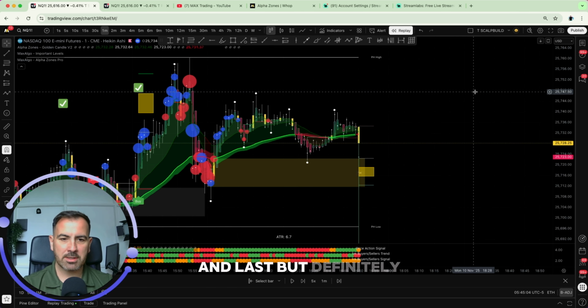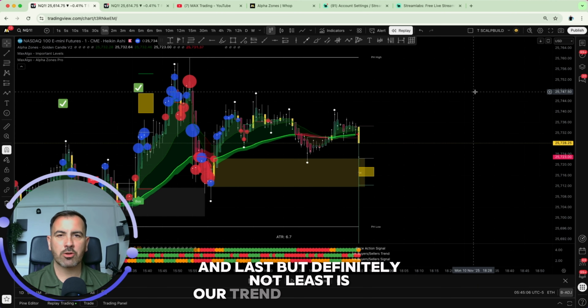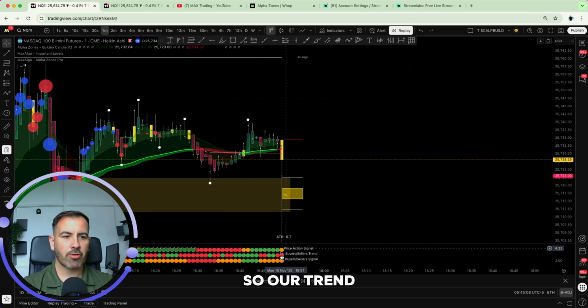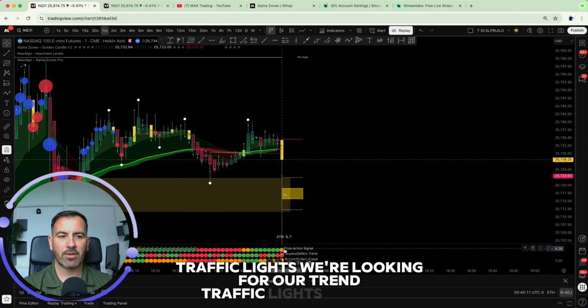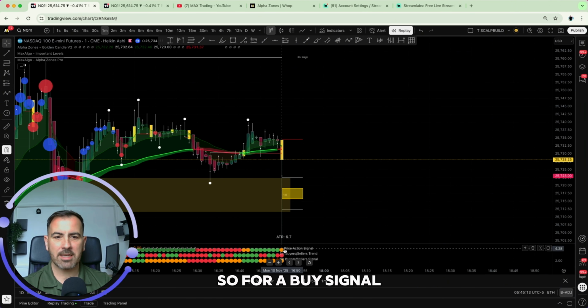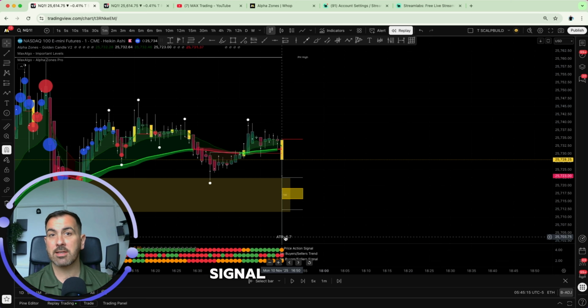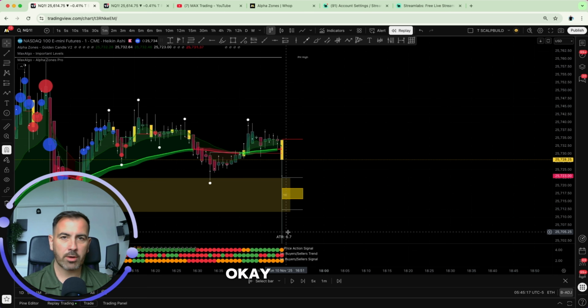And last but definitely not least is our trend traffic lights. So our trend traffic lights, we're looking for our trend traffic lights to align. So for a buy signal, we want them all to be green, and for a sell signal, we want them all to be red. Okay, so let's get into it.